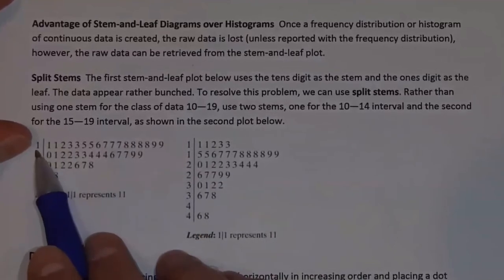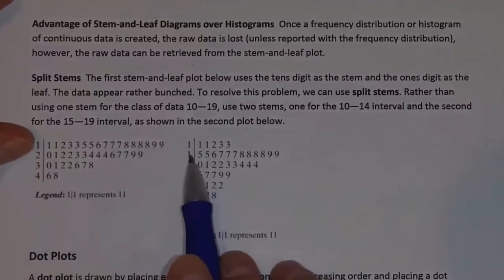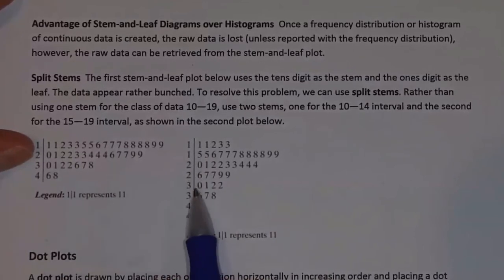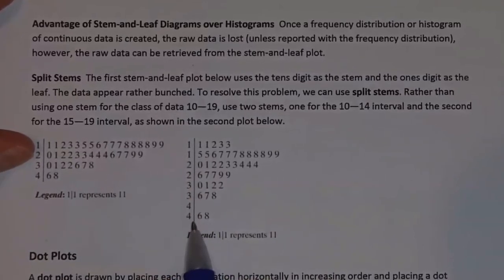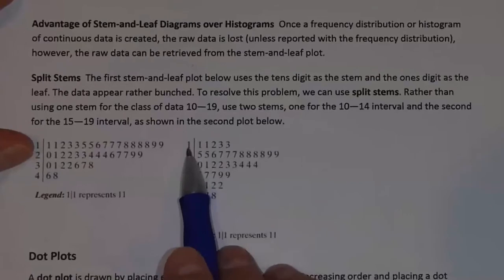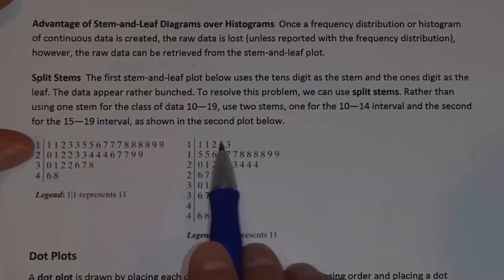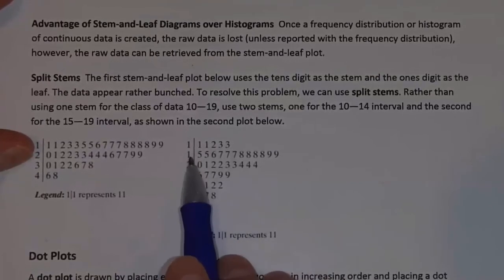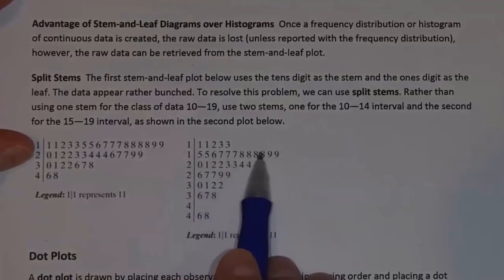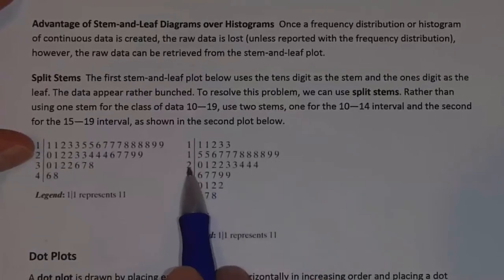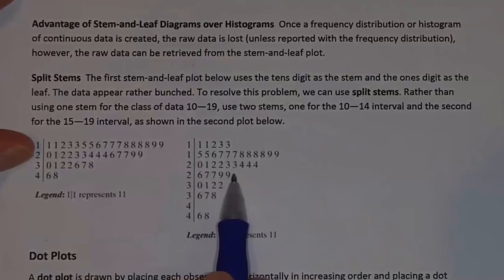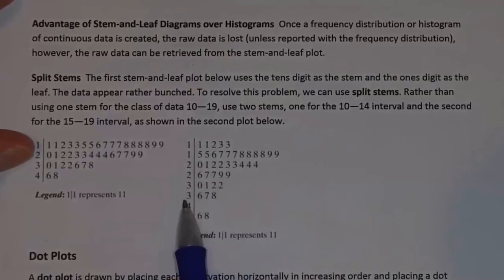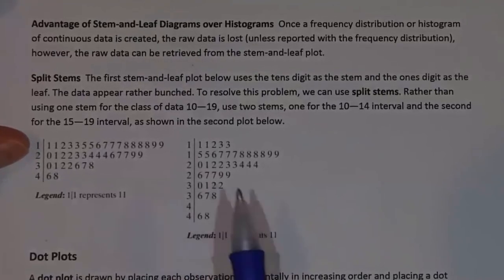So instead of just having a single 1 here, we have 1, 1, and 2, 2, and 3, 3, and 4, 4. Anything from 10 to 14 would go on the first one, and anything from 15 to 19 goes on the second line here. Anything from 20 to 24 goes here, 25 to 29 goes here, 30 to 34, 35 to 39, 40 to 44, 45 to 49. So I'm splitting it.